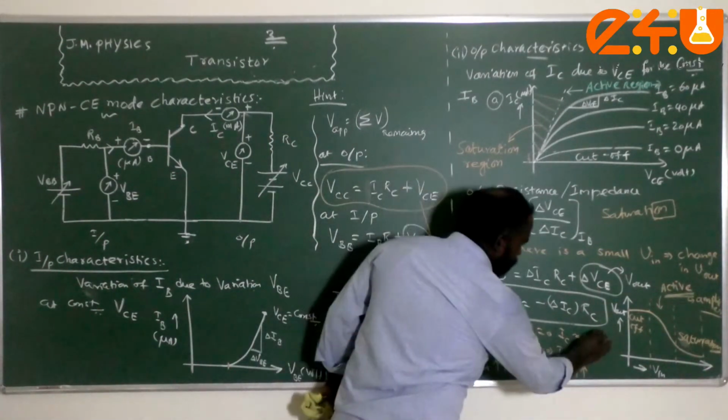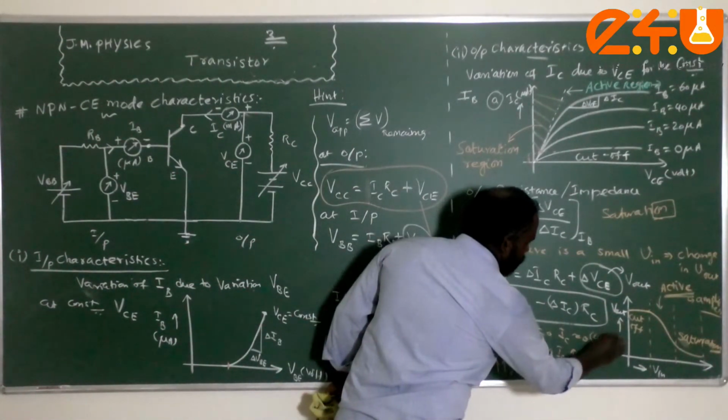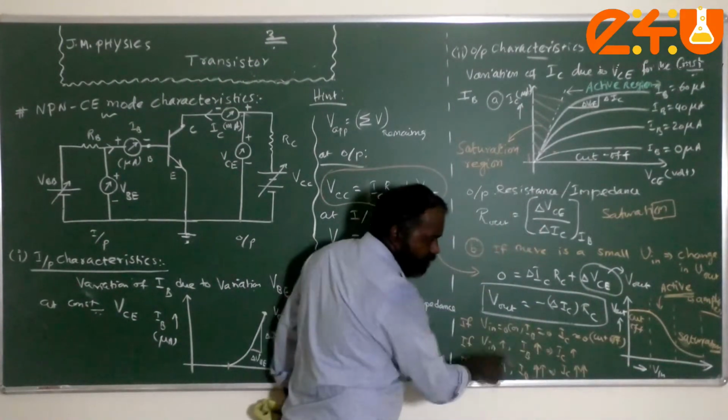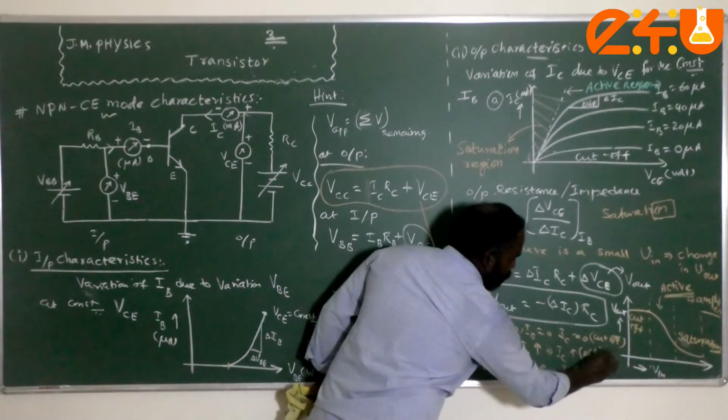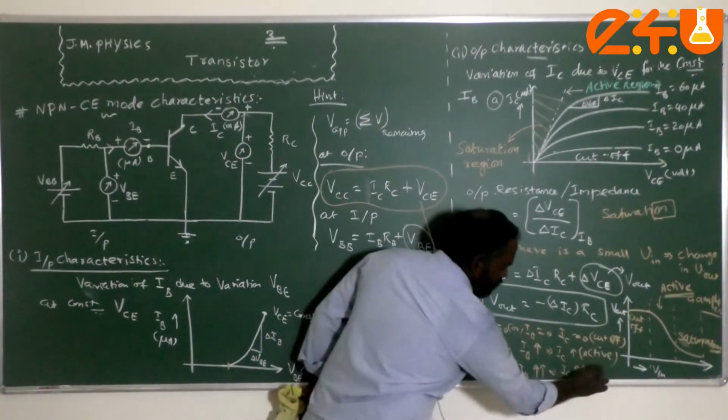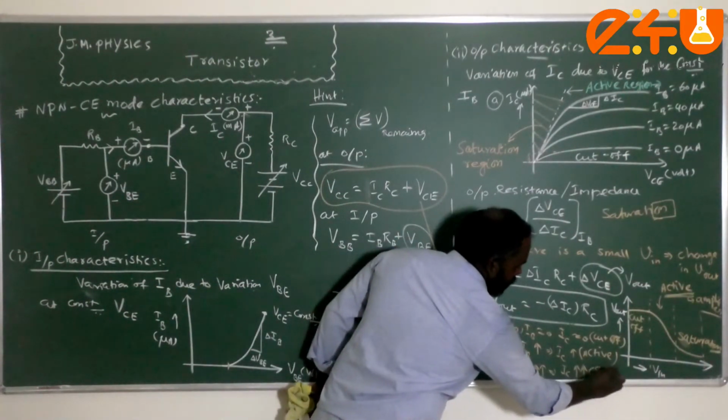So this condition is called what, children? Cutoff. And this condition is called what, children? Active. And this is what, children? Saturation.